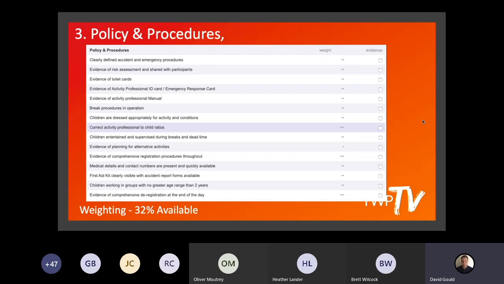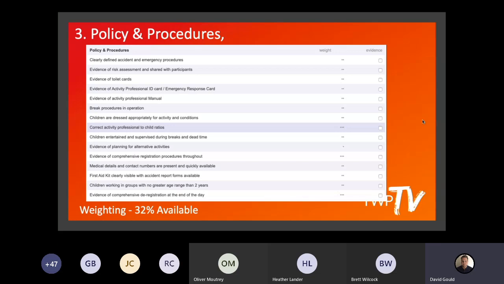Now, that AP, I would imagine, if anything was to happen, wouldn't be panicking, wouldn't be flustered, because they just follow their procedure. Whereas others, I'm not sure that would be the case, but we don't know for definite. Okay, so yeah, thanks for that. Really good answer. Again, evidence of risk assessment shared with participants.